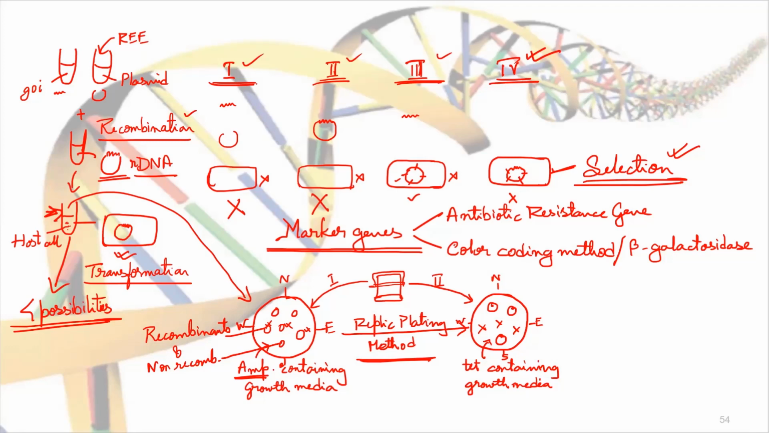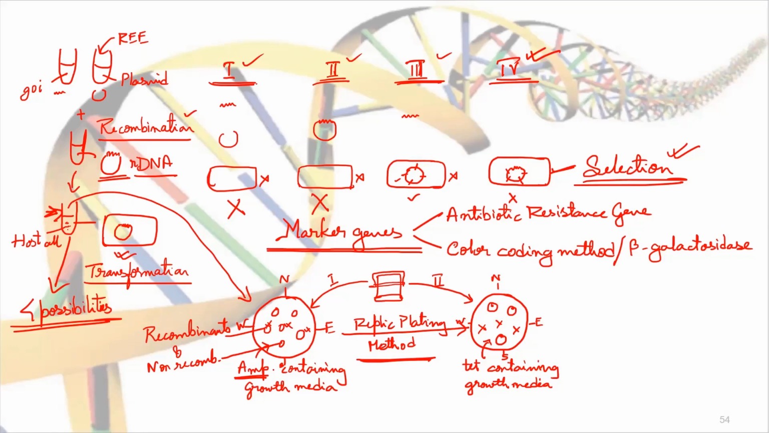Now we know that when we did the recombination, we cut the tetracycline resistance gene and inserted the foreign gene within it. As a result, the tetracycline resistance gene became inactive. Now, if the plasmid enters the bacteria, the bacteria will not have the property of tetracycline resistance. So it will not be able to grow in the media which contain tetracycline.